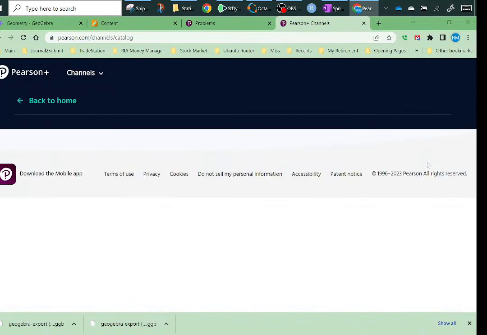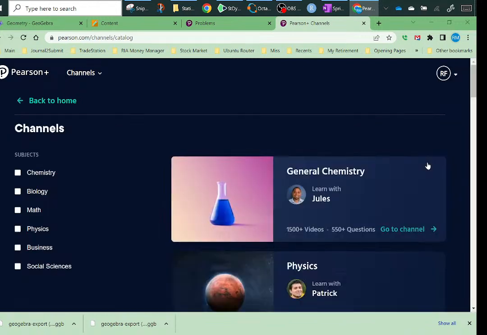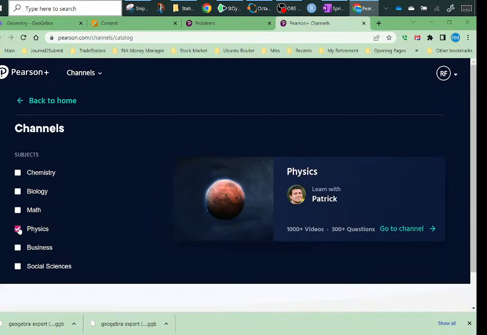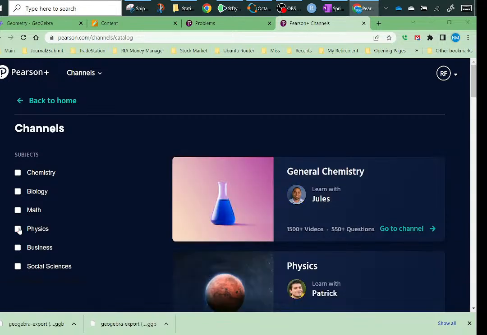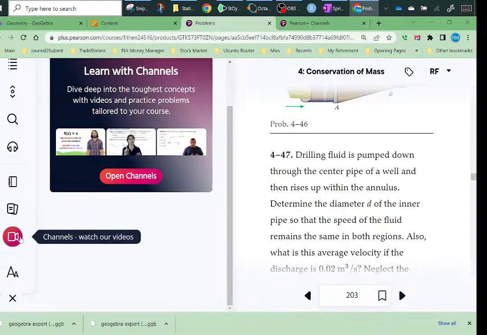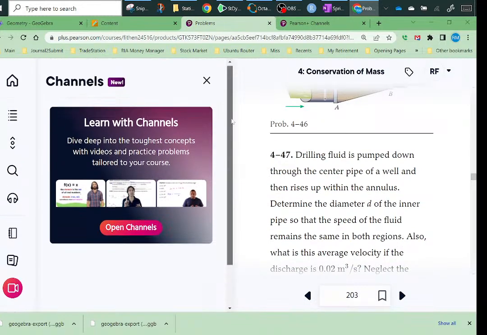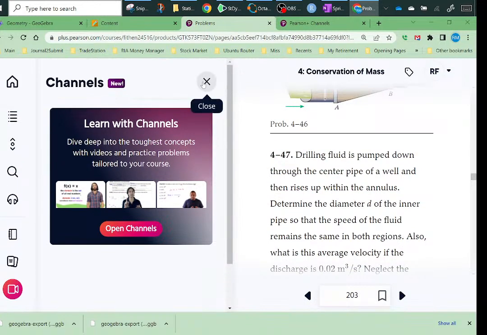Explore the catalog. Math, physics, social science. You think it's maybe under physics? They may not have engineering. Yeah, well, doesn't look like they've got that, but they've got some new button there. Now I don't know how to get rid of it. Oh, here we go.